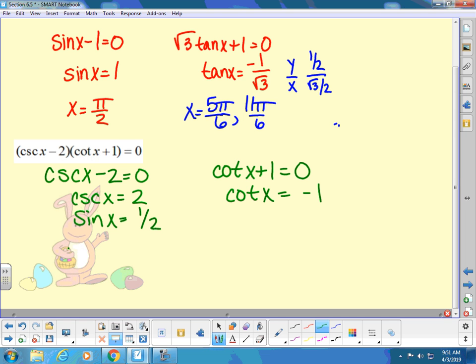Okay, you should have 4 answers to this one, where sine is a half would be pi over 6 and 5 pi over 6. And where cotangent is negative 1 should be 3 pi over 4 and 7 pi over 4. Okay, biggest mistake you can make in these is just forgetting an answer. If you're not sure, just go look over your answer again, make sure there's not anybody else hanging out there. Okay, we're going to finish up this lesson tomorrow.